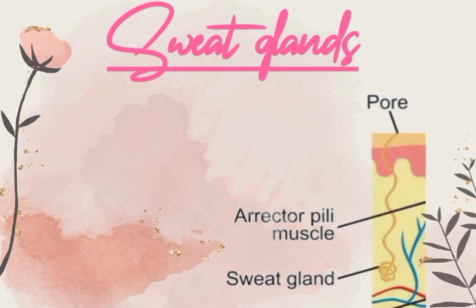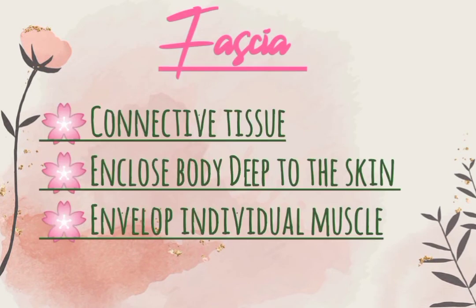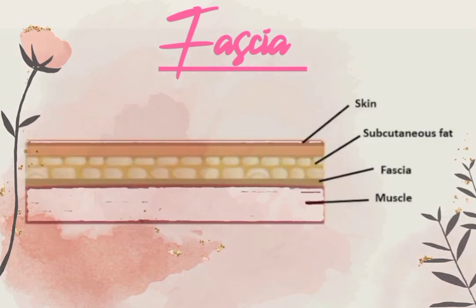Now moving toward the second part of the video, which is the fascia. Now, what is a fascia? A fascia is a connective tissue that encloses the body deep to the skin and also envelops and separates the individual muscles and groups of muscles as well as the deeper organs. As it is understood by everyone, the skin is the most superficial organ of the body, covering the entire superficial surface of the body. Beneath it, we find a layer of subcutaneous fat, and then we find the fascia, which is a connective tissue that holds the structures of the body in an organized manner.